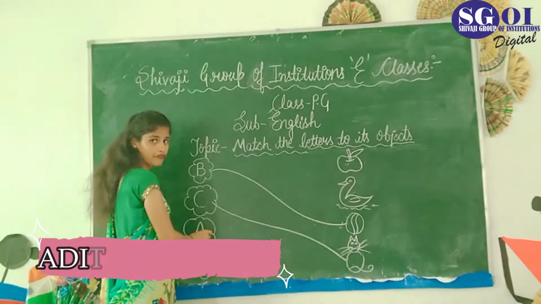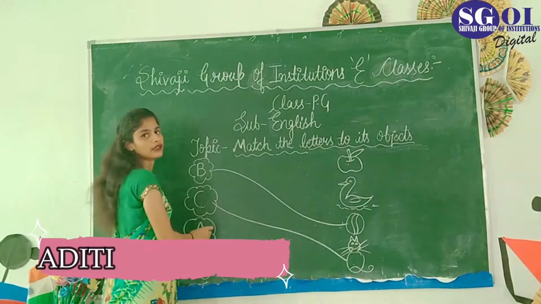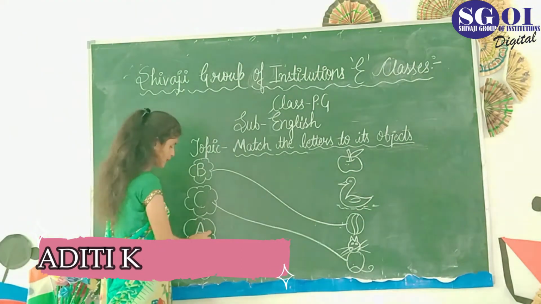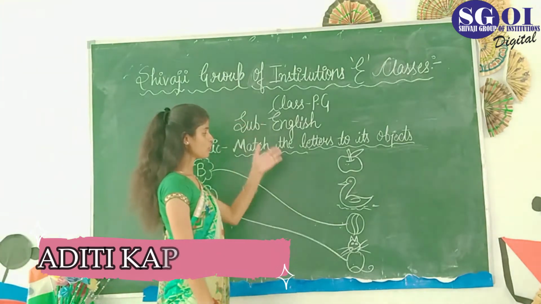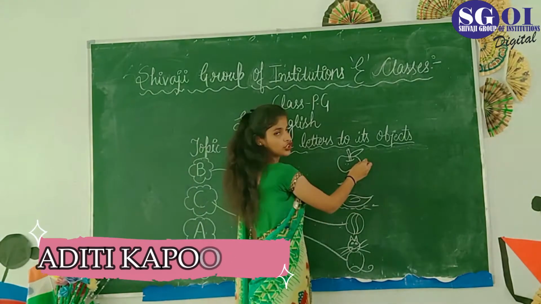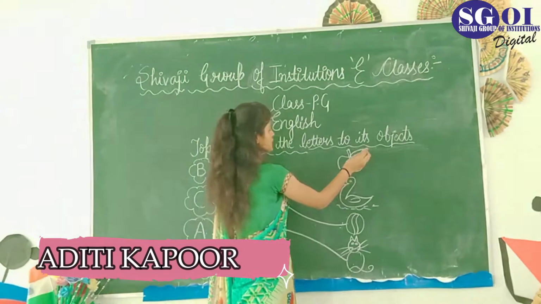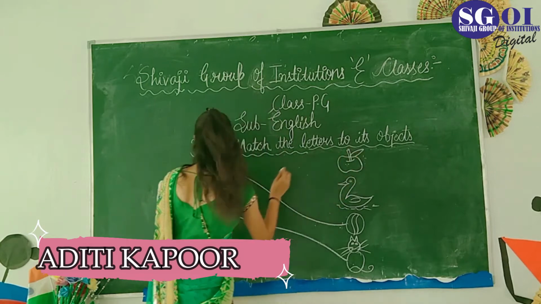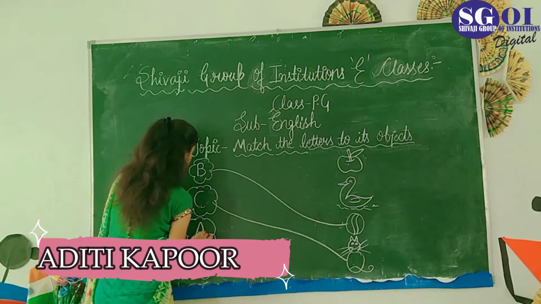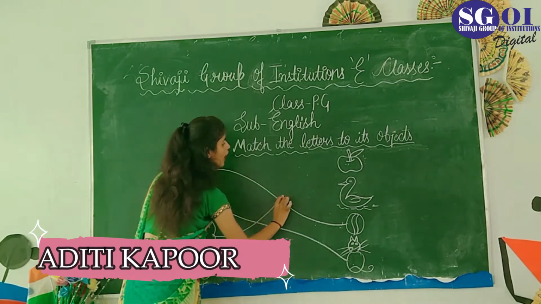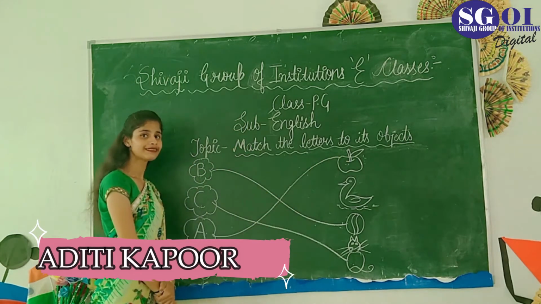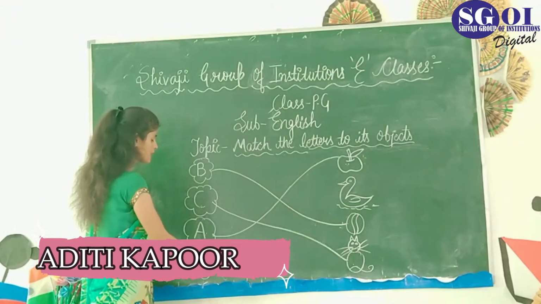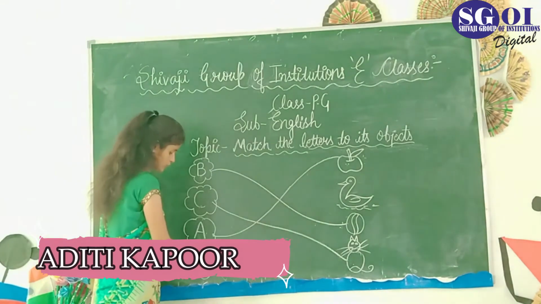Okay? Now, which letter is this? This is A for apple. So, where is the picture of apple? This is the picture of apple. This is in the top of this line. So, we will match A for apple with the picture of apple. Just like this. And this is D for duck.